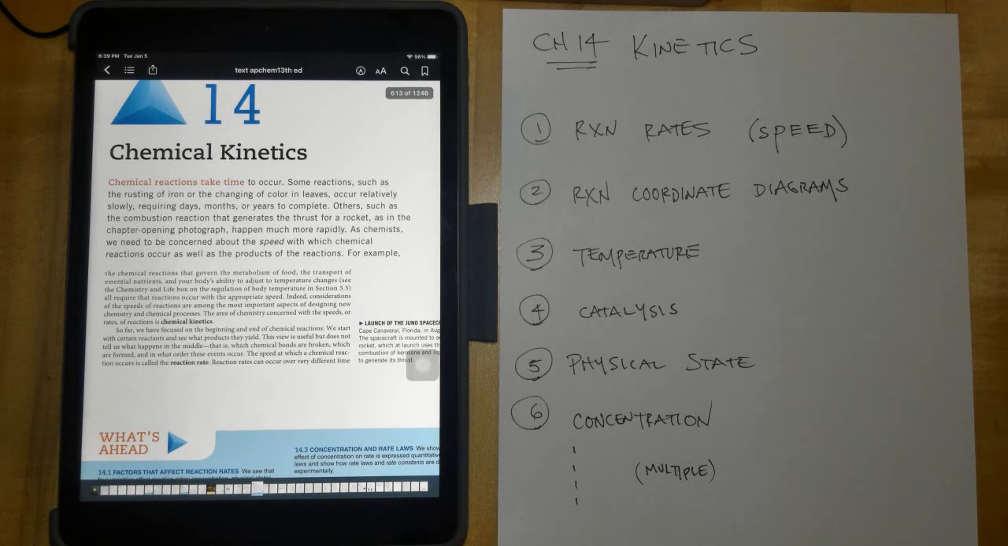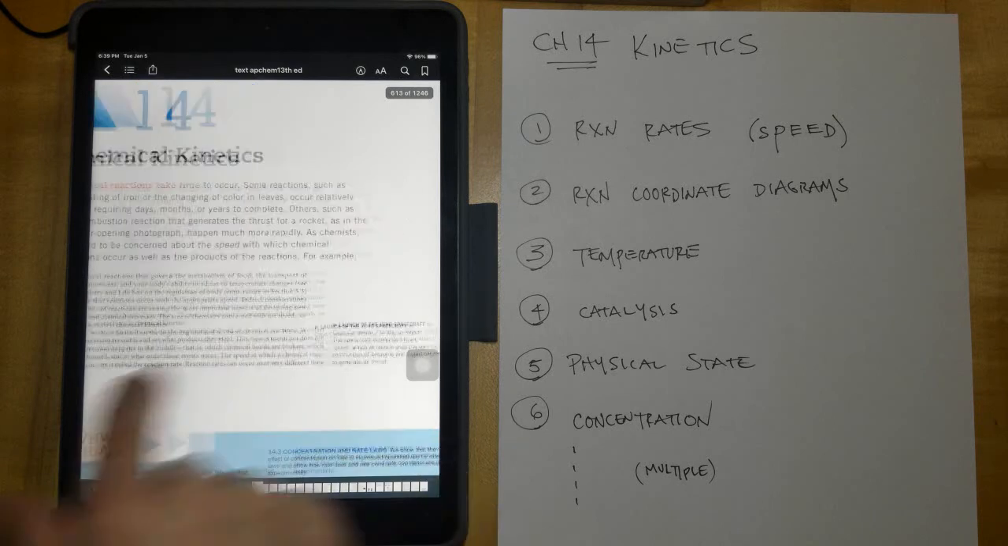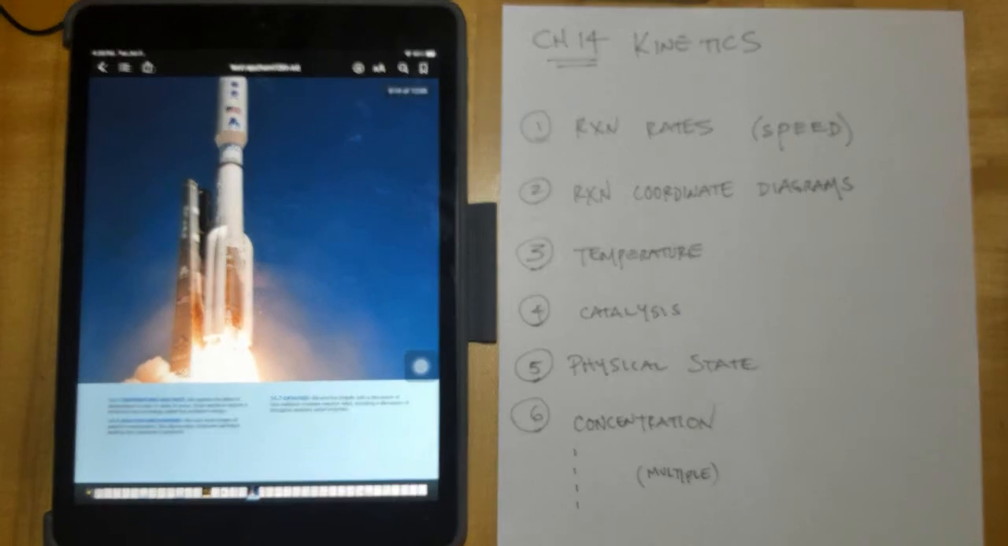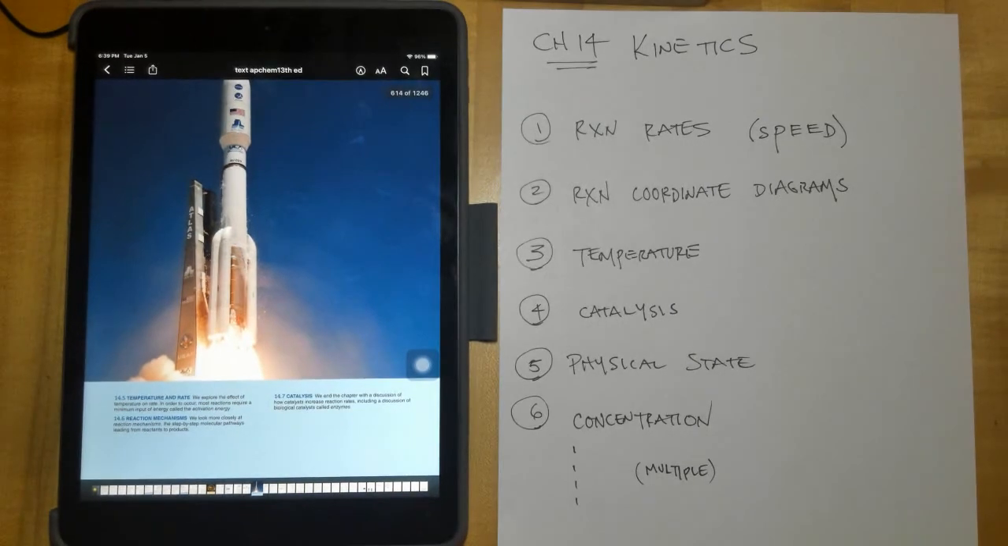All right, welcome to chemical kinetics. Chemical reactions take time to occur. Some reactions, like the rusting of iron or the changing of leaves, occur relatively slowly, requiring days, months, or years. Others, like the combustion reaction that generates thrust for a rocket, occur really quickly. And as chemists, we want to be concerned with the rate or the speed of a chemical reaction.